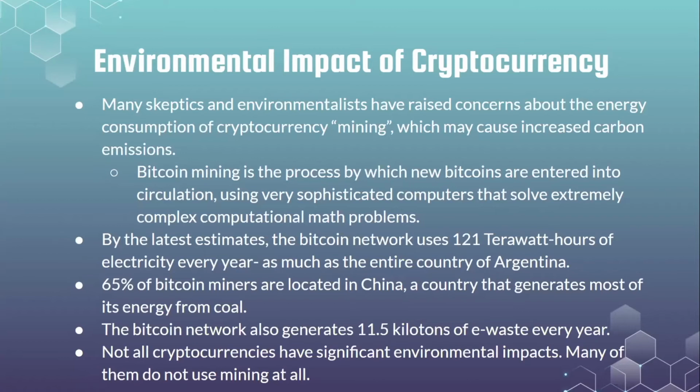By the latest estimates, the Bitcoin network uses 121 terawatt hours of electricity every year, and that's as much as the entire country of Argentina. 65% of Bitcoin miners are located in China, a country that generates most of its energy from coal. So if it's using a lot of that energy, it's going to directly translate to increased carbon emissions.